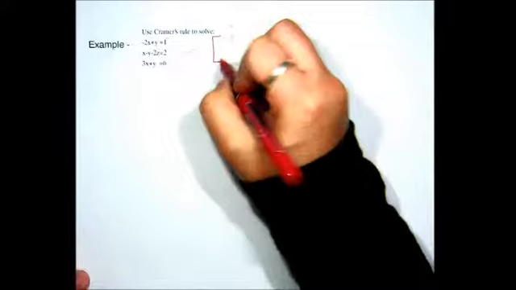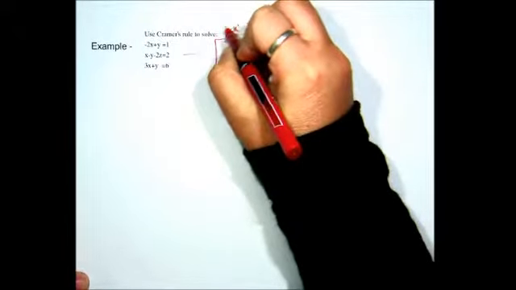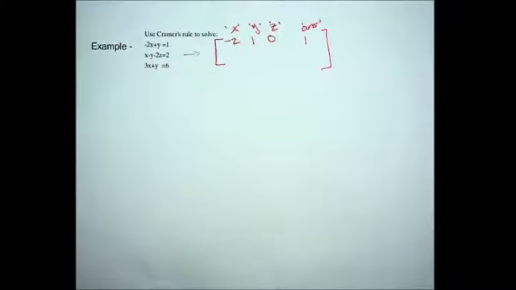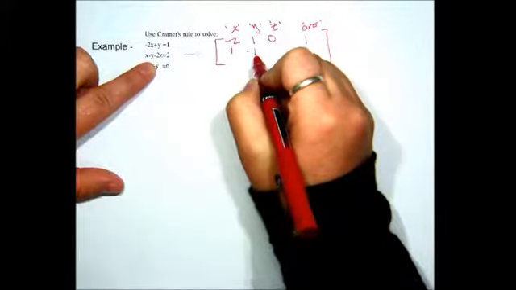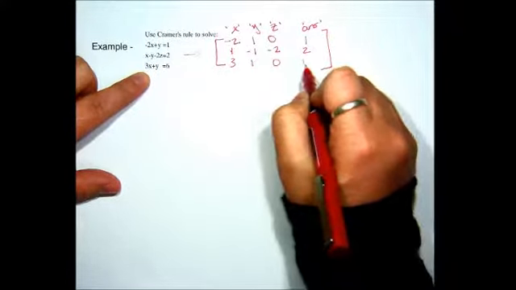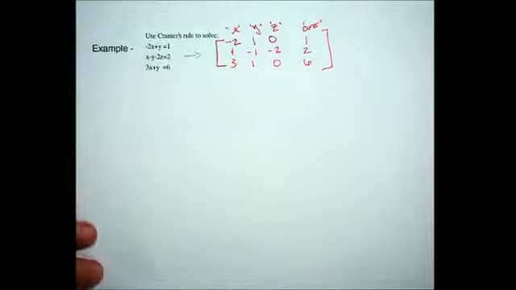Let's do this. I've got my -2, my 1, my 0, my placeholder for the z. I've got my answer column here as well, and the answer here would be the 1. For the next one, I've got a 1, a -1, a -2, and a 2. And lastly, I've got a 3, a 1, a placeholder, and a 6. Please be careful, you need those placeholders.